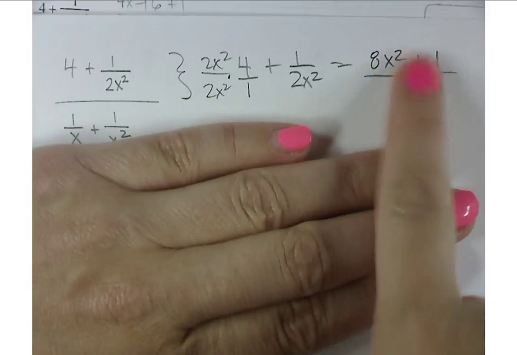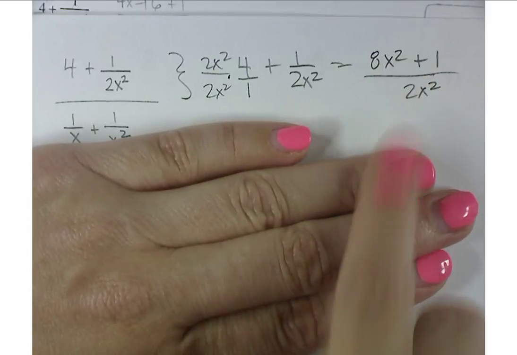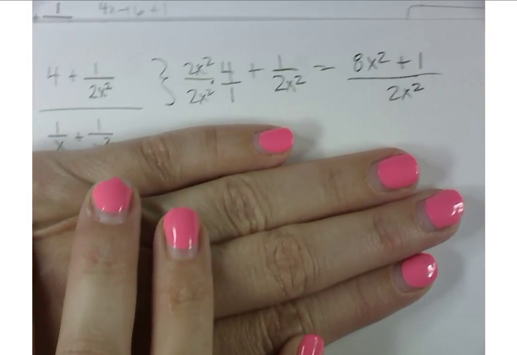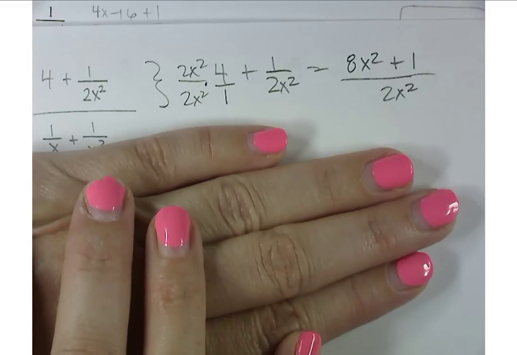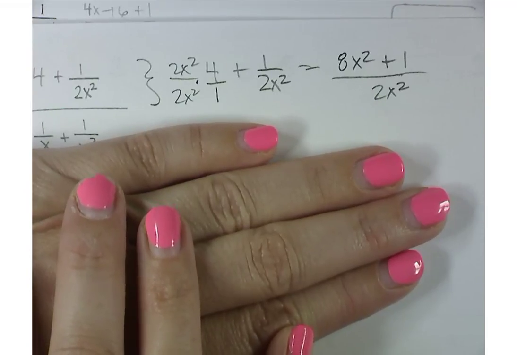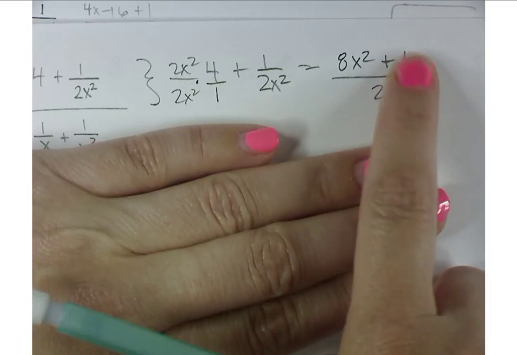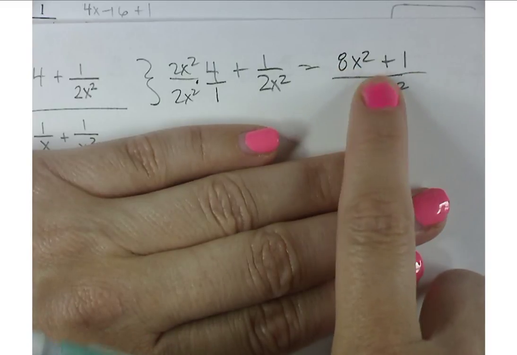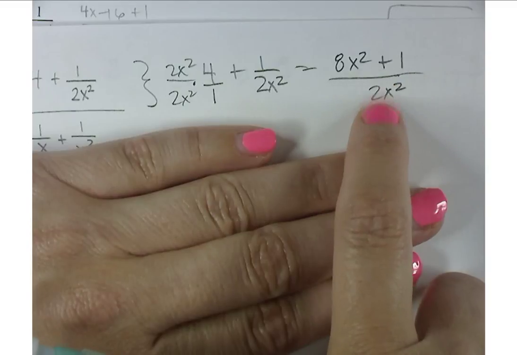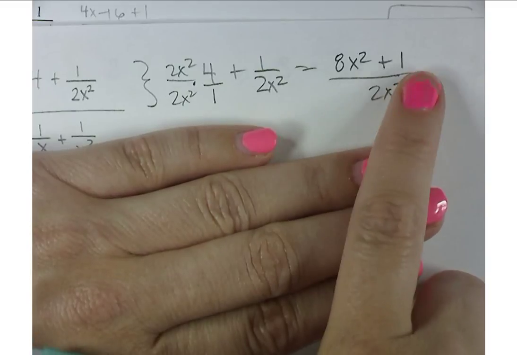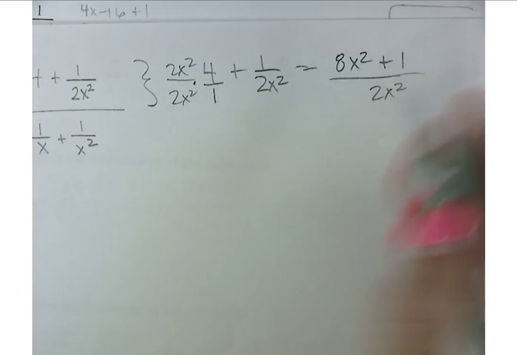Can I cancel things out? You know why not? Because this whole factor here on top is 8x squared plus 1. Those have to stay together. Okay, if it was times, you could cross it out. Or if there was a 2x squared here. Okay, that's all I had to do for the top.